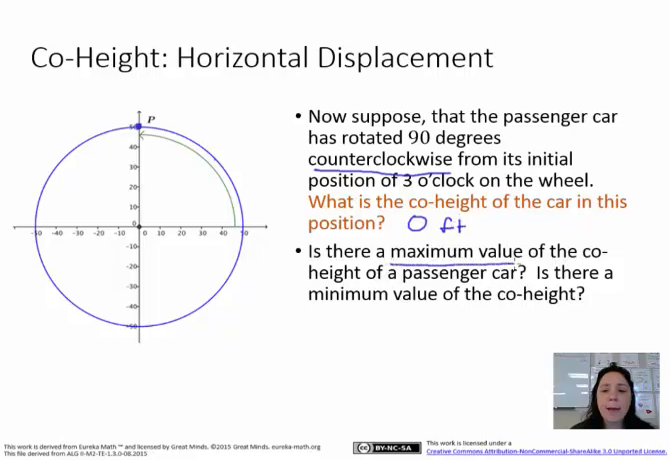Then we asked if there were a maximum value and a minimum value for the co-height of the passenger car. So the maximum value occurs over here. That's as far as it goes to the right. So the maximum value is 50 feet, and the minimum value occurs over here as far as it could go to the left, and that is negative 50 feet. We'll conclude this section of our recap here and put our activity using our paper model into the next video.